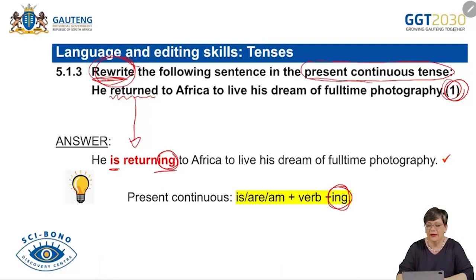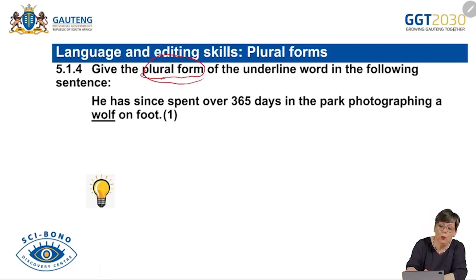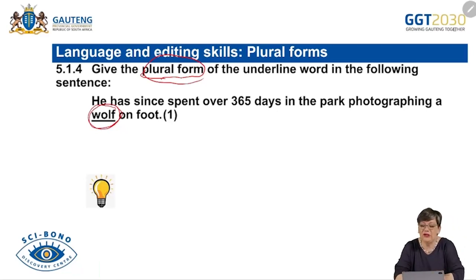514. Now we ask you, give the plural form. So this is what we're looking at. We're looking at the plural of the underlined word in the following sentence. He has spent over 365 days in the park photographing a wolf. So this is the word we have to put in the plural form.